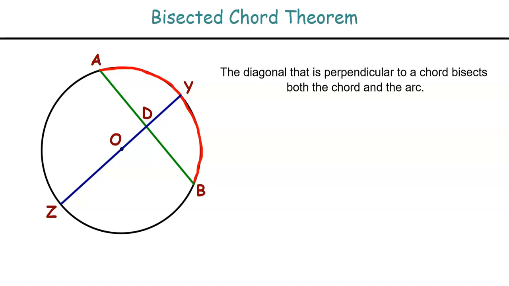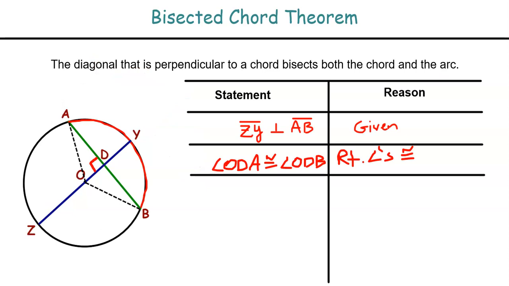So now getting to the actual proof of this theorem, the thing that we know is that the diagonal and the chord are perpendicular. So we know that ZY is perpendicular to AB, and therefore that we have two right angles, ODA and ODB, that are congruent because all right angles are congruent. That's where we're going to start with this theorem. Well, now that we have two right triangles, ODA and ODB, proving the two right triangles are congruent, remember, is easier than proving other types of triangles are congruent, because we only need two sides, or an angle and another side. Well, this is a circle, and we know that OA and OB are both radii of the circle, and because they're radii, that means that they are congruent.